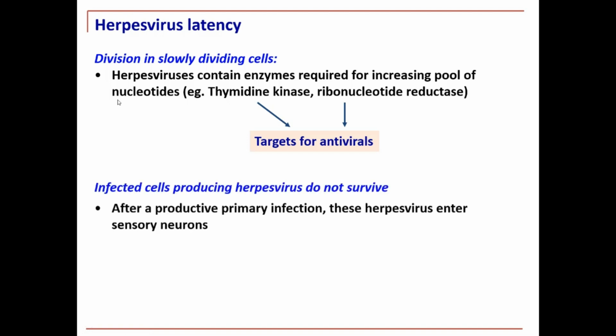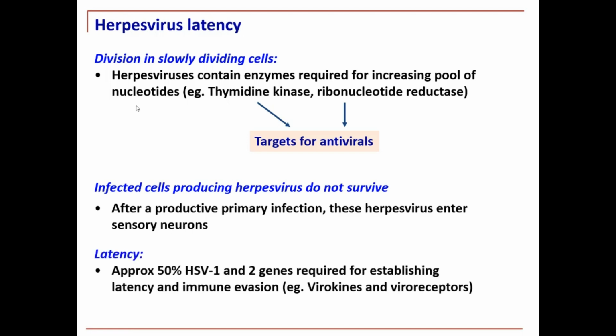Infected cells producing herpes virus, obviously they don't survive. So after a productive primary infection, these herpes viruses enter the sensory neurons. And that's where they can become latent. About 50% of the HSV-1 and HSV-2 genes are required for establishing latency, so that they can sit very quietly within those nerve cells, and also for immune evasion. For immune evasion, it has molecules that act as virokines and viroreceptors.